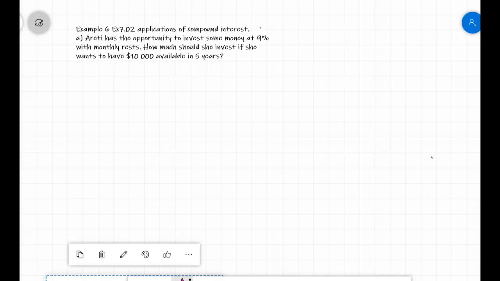Hello, this time we're going to do example 6 from exercise 7.02, and it's really applications of compound interest. Areti has the opportunity to invest some money at 9% with monthly rests. How much should she invest if she wishes to have $10,000 available in 5 years' time?